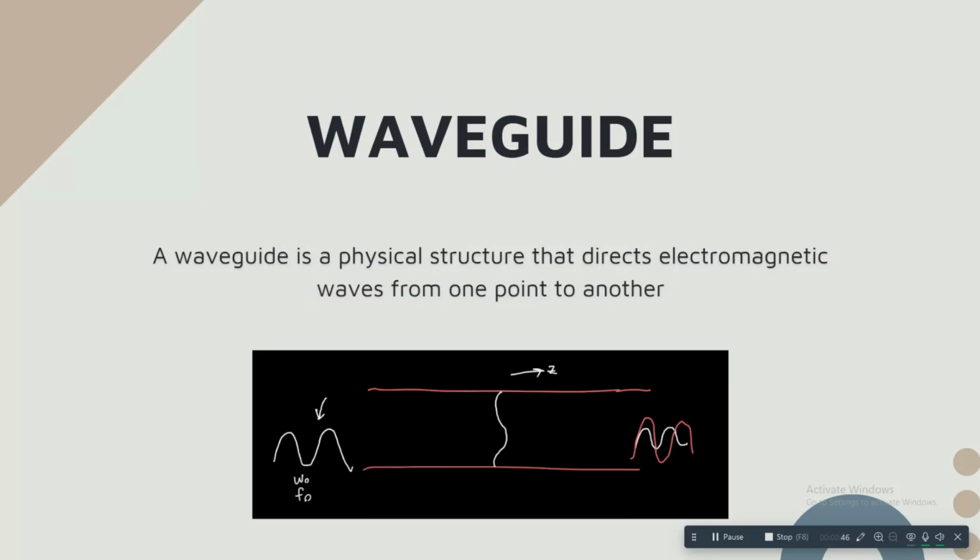Moving on. So waveguide, what is a waveguide? A waveguide is a physical structure that directs electromagnetic waves from one point to another, usually with minimal loss. It works by confining the wave within its walls and guiding its propagation, typically used at the microwave and optical frequencies.